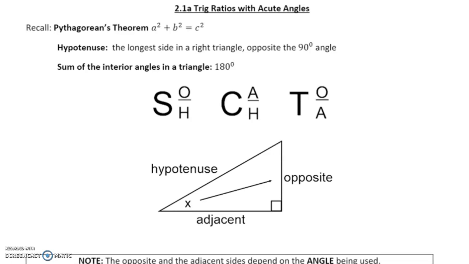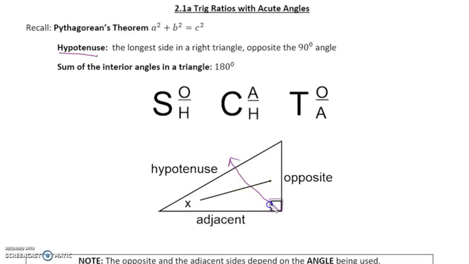2.1a, trig ratios with acute angles. So let's recall Pythagorean's theorem: a squared plus b squared equals c squared. Okay, so let's go over the definition of hypotenuse. This is the longest side in a right angle triangle. Okay, it is opposite to the 90-degree angle.